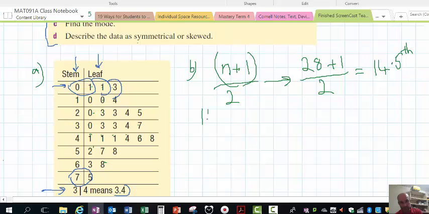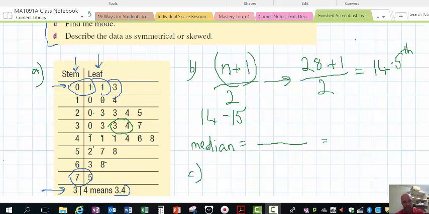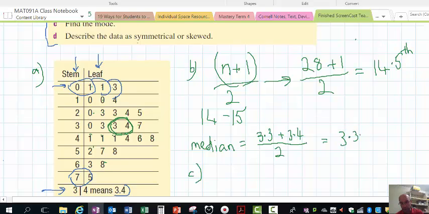14.5, what does that mean? Well, that really means between the 14th and the 15th position, okay? So we have to find that. The 14th and the 15th are 3.3 and 3.4. So we have to find what's halfway between 3.3 and 3.4. You find the mean of those two, or the average, or the halfway mark, and that would be 3.35. So the median is 3.35, right there.